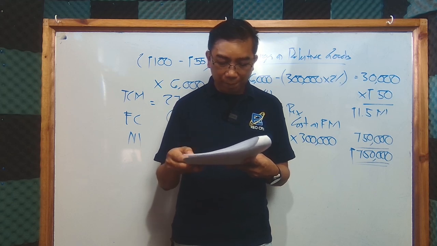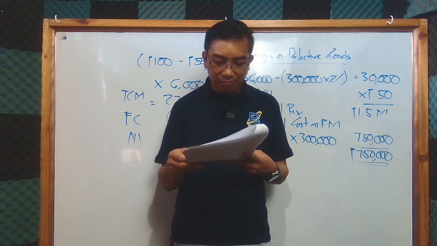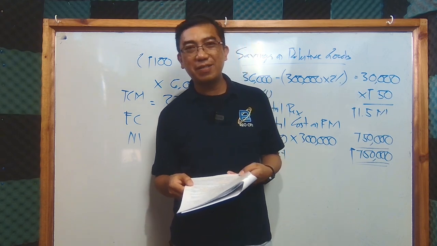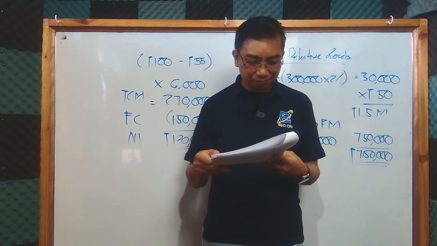Answer, delta. Number 21, when a decision is made in an organization, it is selected from a group of alternative courses of action. The loss associated with choosing the alternative that does not maximize the benefit. Class, yun na naman yun, di ba? Ano yan? Definition ng opportunity cost. Letter A.